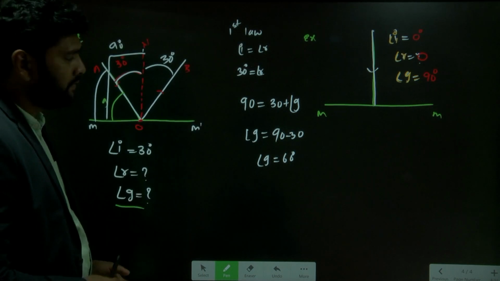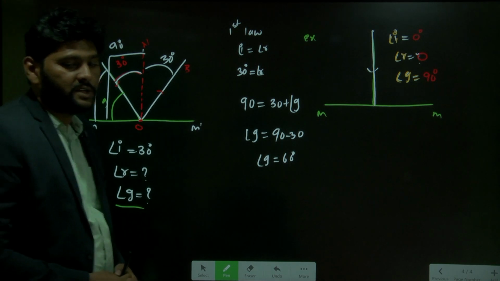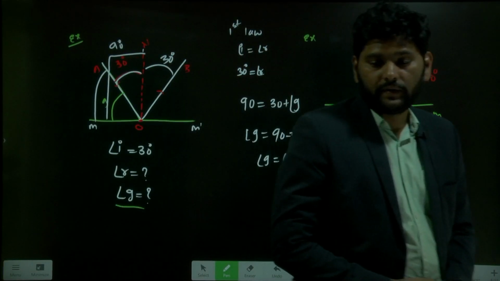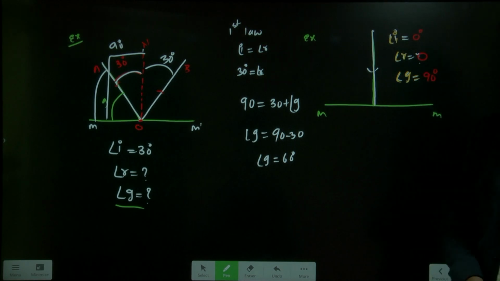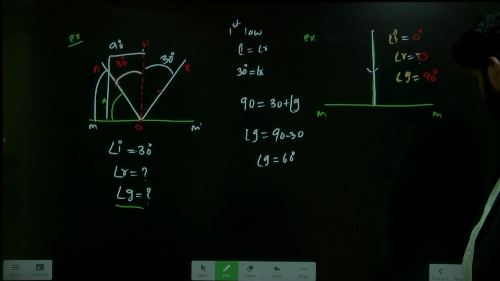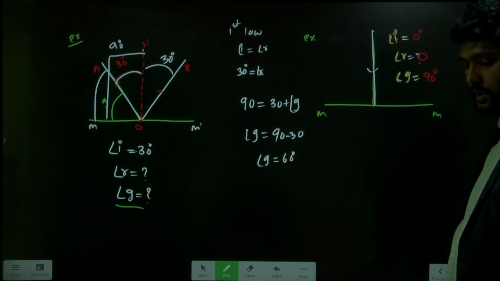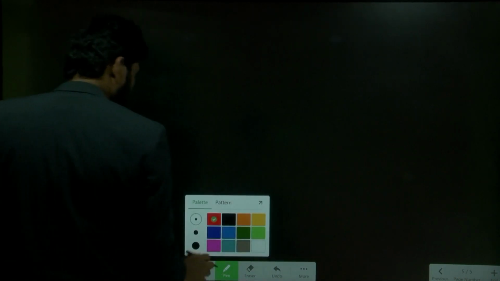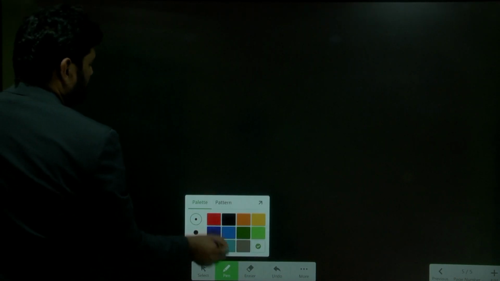Now next, after this, let's write down the deviation angle. Is it completed? Completed, sir. Next, let's go for the deviation angle. Write down, keep a heading: Deviation angle.